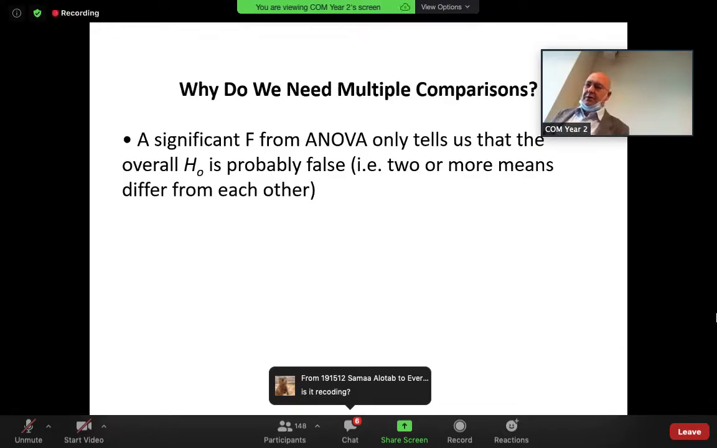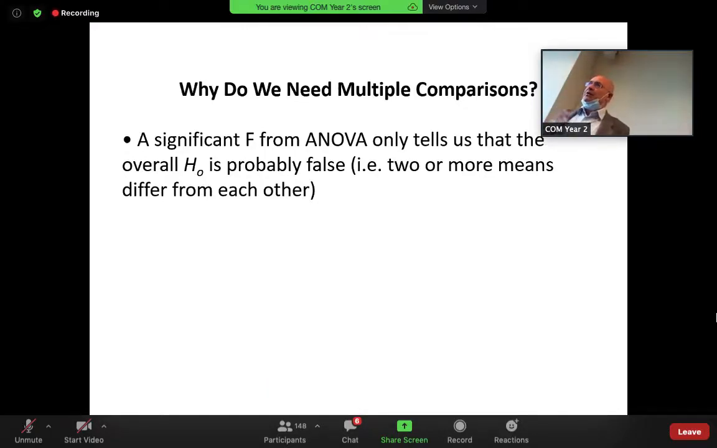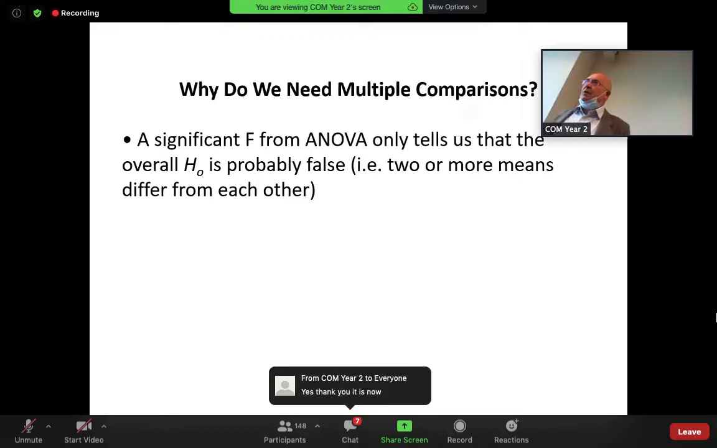p less than 0.05. The trouble is it doesn't tell us where that difference is. Is it the first group versus the second group, the first group versus the third group, or the first two groups versus the third group, and so on? We don't actually know where the difference is. So all it tells us in ANOVA is that two or more means differ from each other.